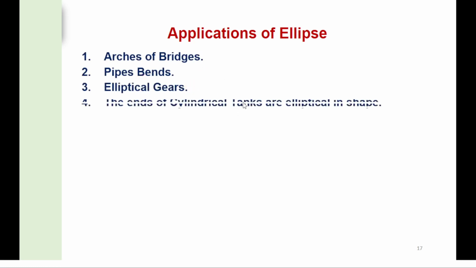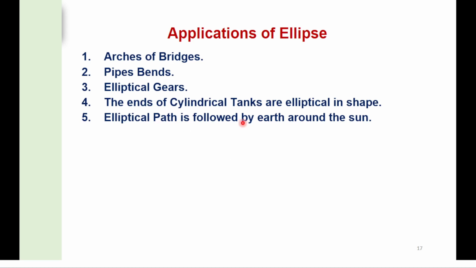Now what are the different applications of the ellipse? Arcs of bridges, pipe bends, elliptical gears. The ends of cylindrical tanks are elliptical in shape. Also water tankers and milk tankers are kind of elliptical in shape. Then the elliptical path: it is the path followed by the earth around the sun, or the path followed by different planets around the sun.